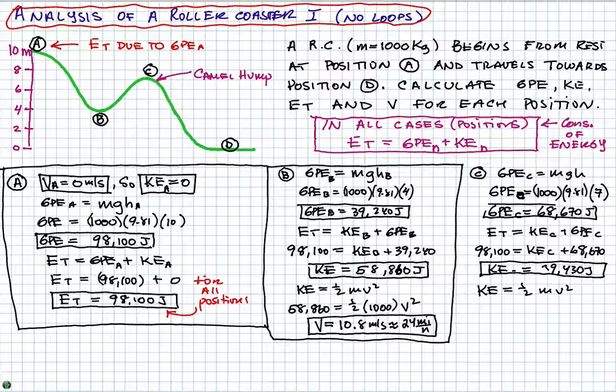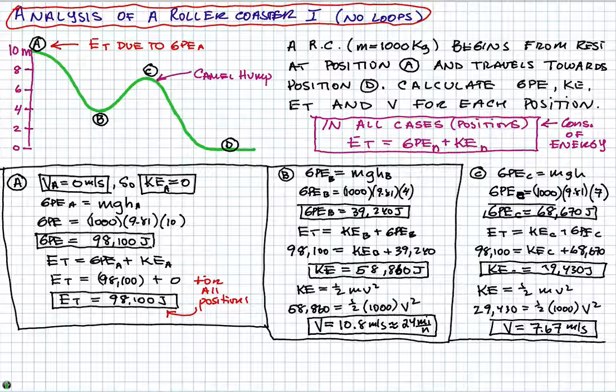So let's calculate that. So that'll be 29,430, and this is 1,000 times v squared, and that works out to 7.67 meters per second. Okay, so my speed has gone down. 7.67 meters per second is approximately 17 miles per hour. Okay, so that's the calculation for C.